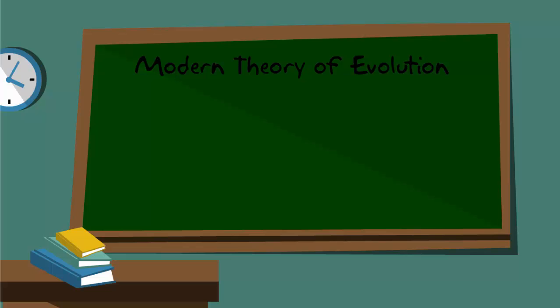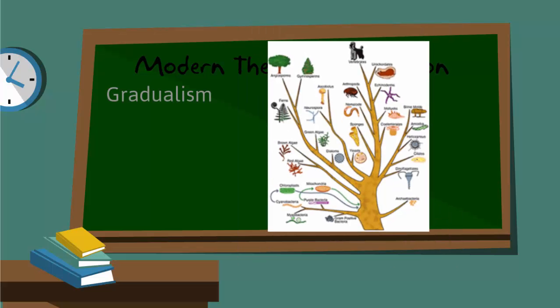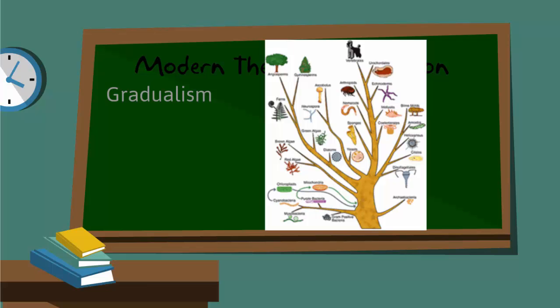The modern theory of evolution contains 2 theories. The first is gradualism. Gradualism is the theory that organisms descend from a common ancestor gradually over a long period of time in a linear or branching fashion.